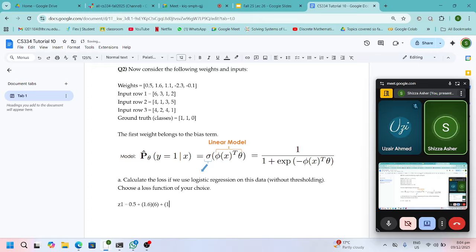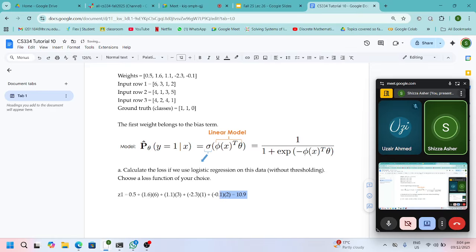So 1.6 times 6 plus 1.1 times 3. This is exactly like I did in the previous question. मैंने input row 1 ली है और मैंने weights लिए हैं. So plus minus 2.3 times 1 plus minus 0.1 times 2, and this will give me z1 की value which comes out to be 10.9. So ये मेरे linear model का output है. This is essentially ये जो phi x t theta आपके पास निकल रहा था. I'm gonna break it down for you.